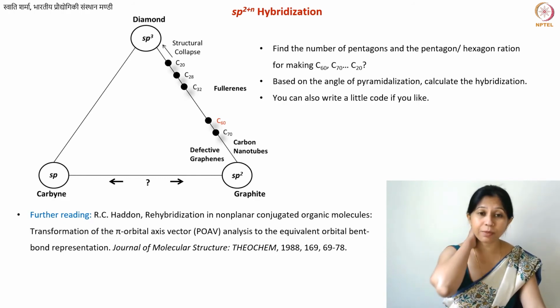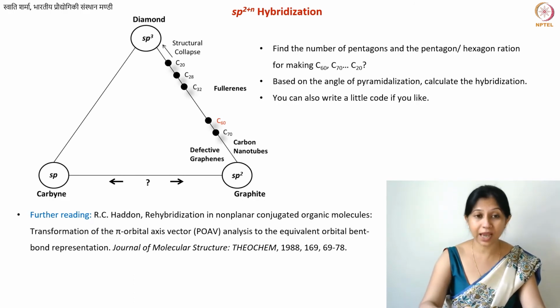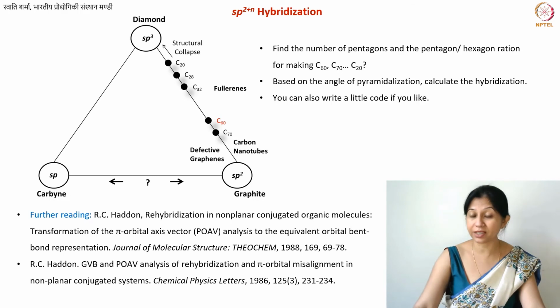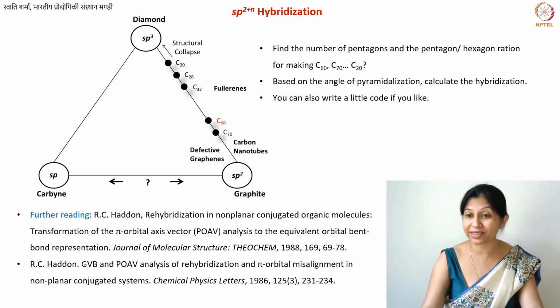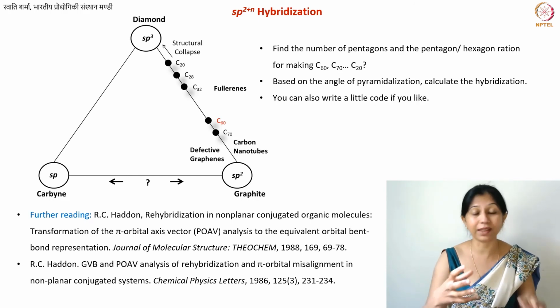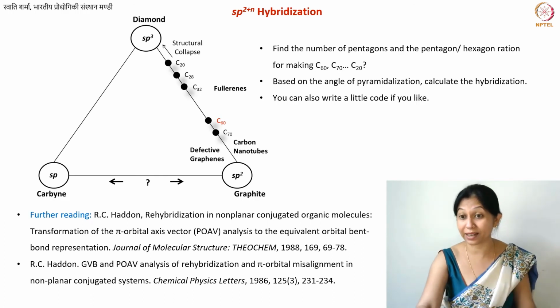This angle of pyramidalization, the credit goes to R.C. Haddon. He has multiple publications on this topic. I have mentioned 2 publications, but you can also simply search for pi orbital axis vector and Haddon, and you can find a number of publications from there. Also, in these publications, the chemical reactivity of fullerenes has been associated with, and based on, the hybridization states, so the chemical reactivity can also be back calculated.